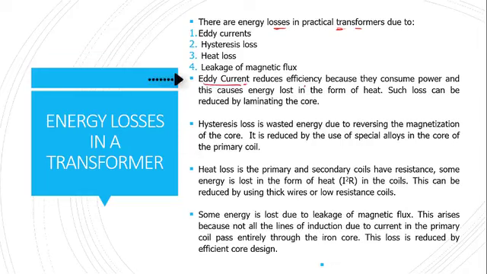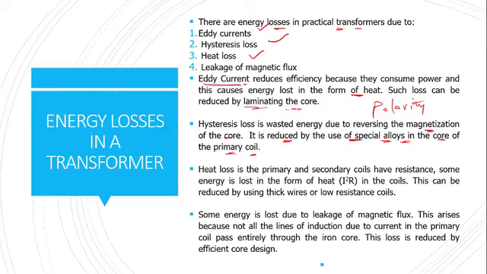Eddy current loss is energy lost in the form of heat, and this can be rectified by laminating the core of the transformer. We have the second one, hysteresis loss. Hysteresis loss is energy lost as a result of a reversal of the polarity of the transformer, that is, a reversing of the magnetization of the core. This hysteresis loss is reduced by the use of special alloys used in the core of the primary coil. So basically, it's all about redesigning the core of the primary coil. This will help to reduce hysteresis loss.